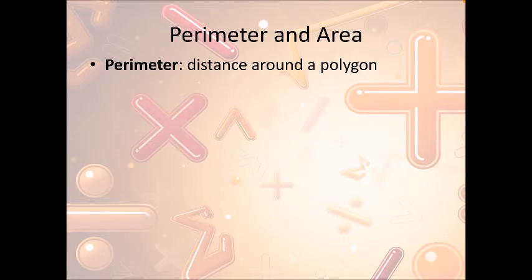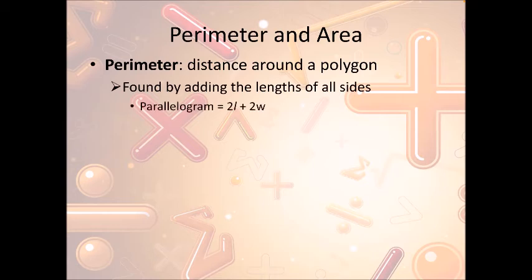With polygons, you also have the distance around the object, which is called perimeter. Peri meaning around, and meter to measure. In general, in order to find the perimeter, you just add all the sides together. There are a few objects that have formulas that you are welcome to memorize, one of which is the parallelogram, 2L plus 2W.